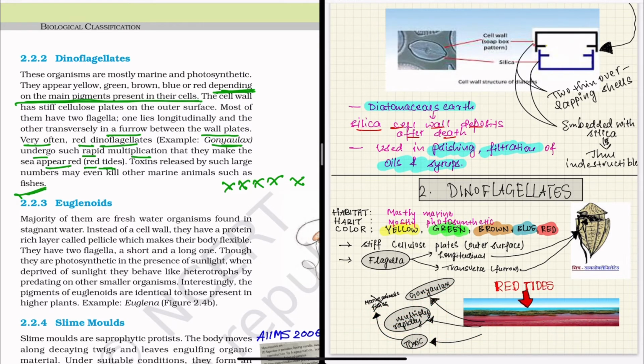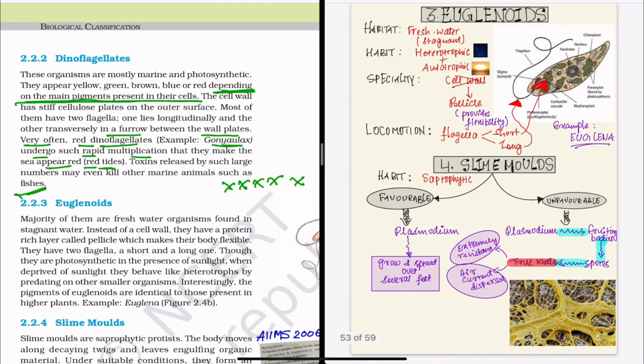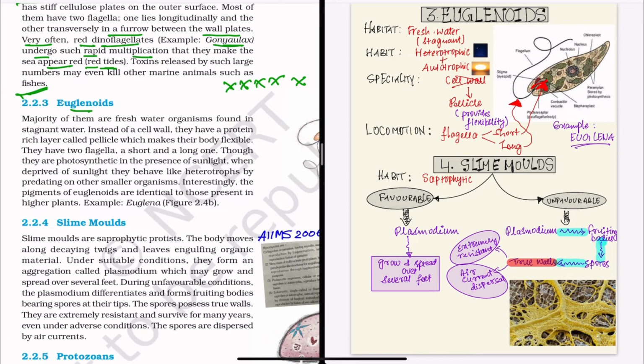And now comes the third, euglenoids. Majority of them are found in fresh water, and that too in stagnant water, and their habit is heterotrophic. If you look at this picture, this is night, this is our moon. I only use this picture not to say that only at night they are heterotrophic. No, when sunlight is not present, or when they are deprived of sunlight in any way, then they are heterotrophic in habit, and when sunlight is fully present, they are not deprived of sunlight, then they show autotrophic habit.